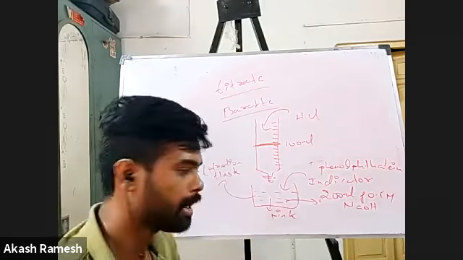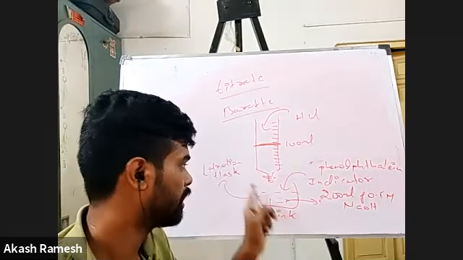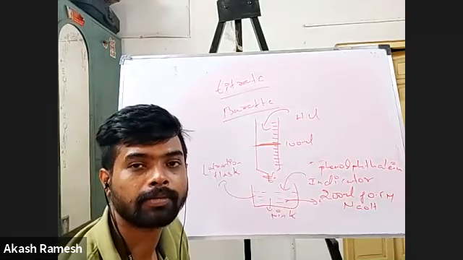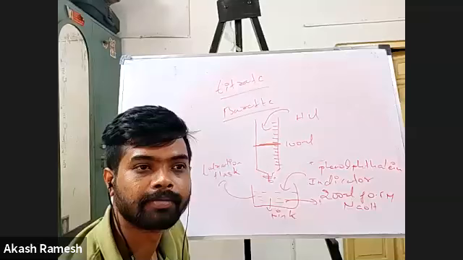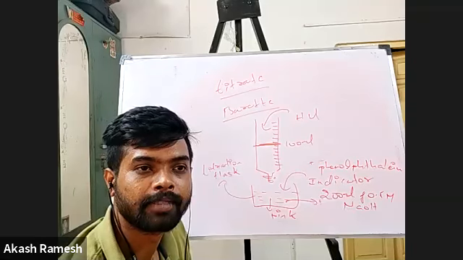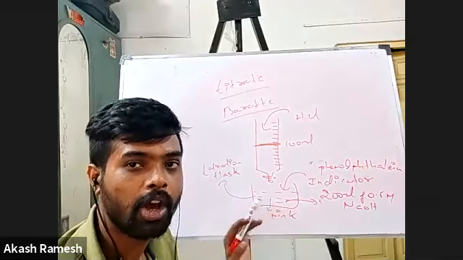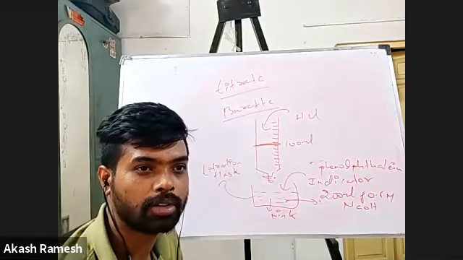Now tell me, if I have HCl in the titration flask, not NaOH, what should be the indicator which I have to use?